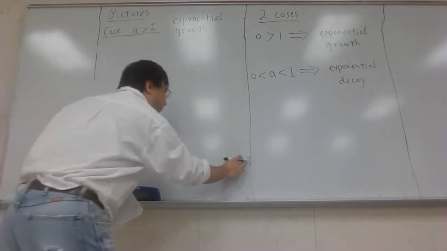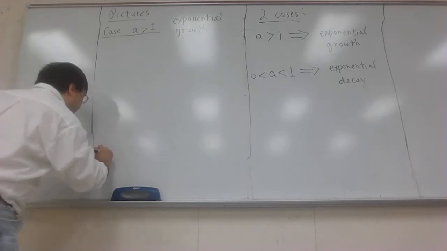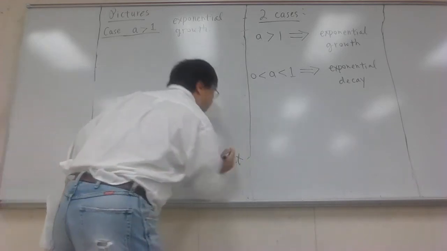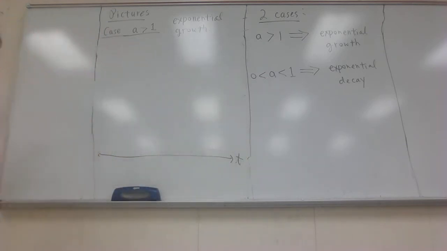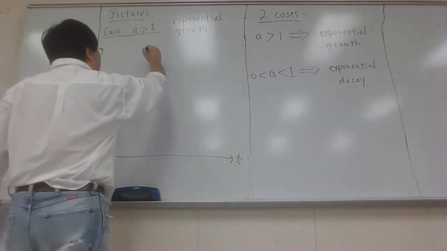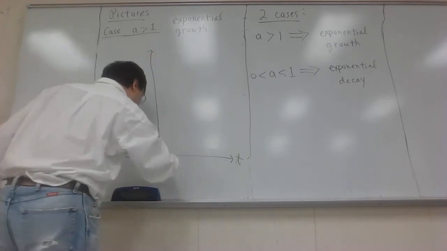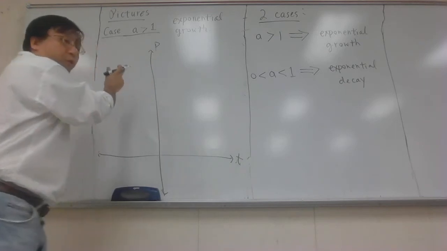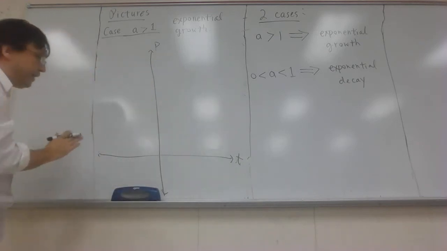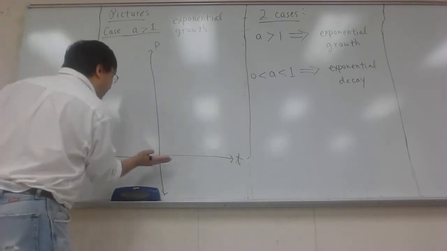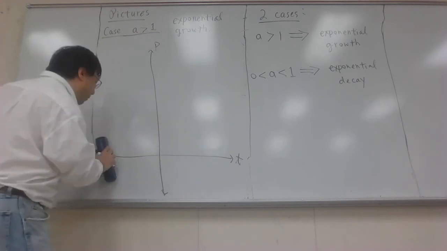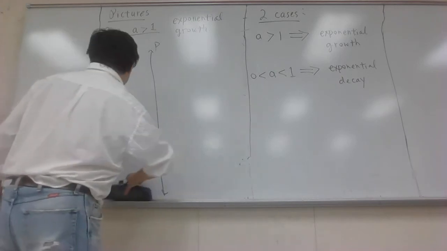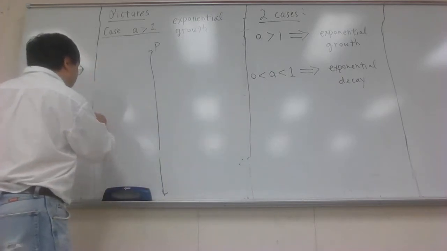So the horizontal axis is the input variable t, if you prefer, for time. And the vertical axis is the output variable p, if you prefer, population. Let me draw the horizontal axis a little bit higher. It's better if I draw the horizontal axis a little bit higher. Let me draw it this high.